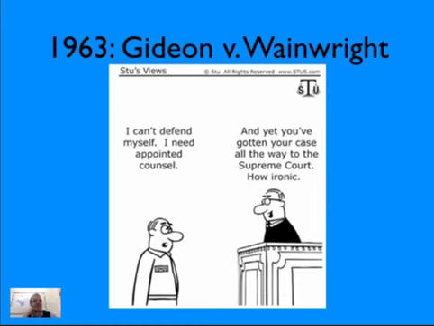Next, let's jump to 1963, Gideon versus Wainwright. The next two have to do with the rights of the accused. What Gideon versus Wainwright does is mainly extend the rights of the accused in federal courts, which were robust and strong, especially because of the Bill of Rights. It extends all those protections from the Bill of Rights and from other federal laws.